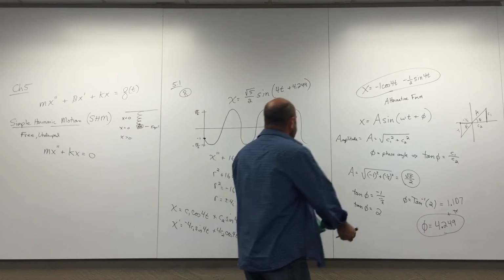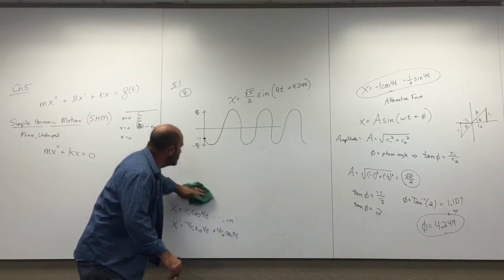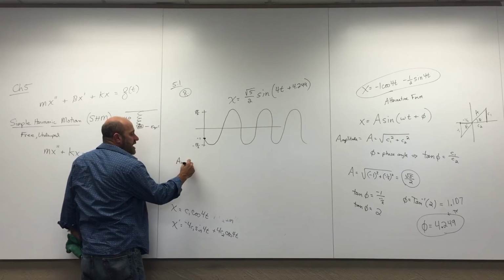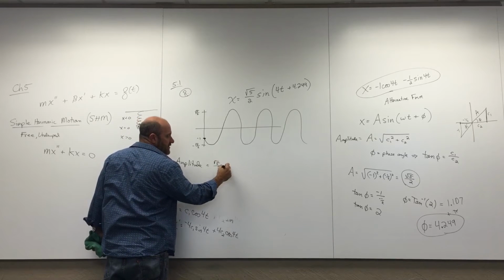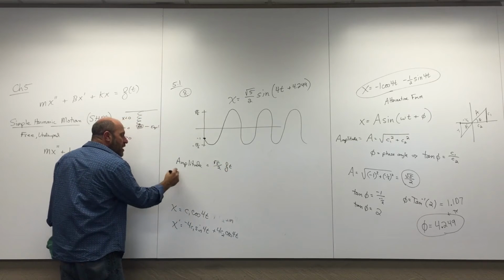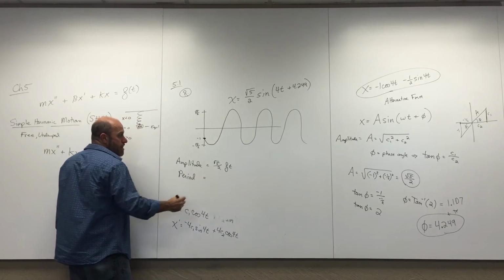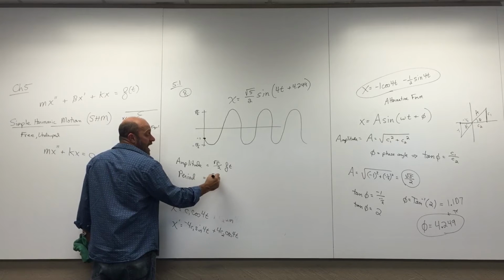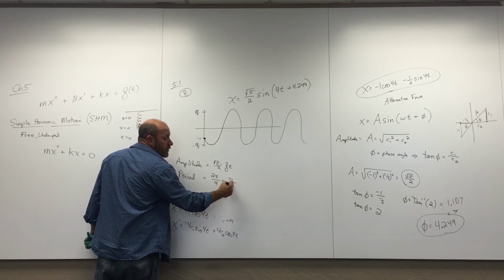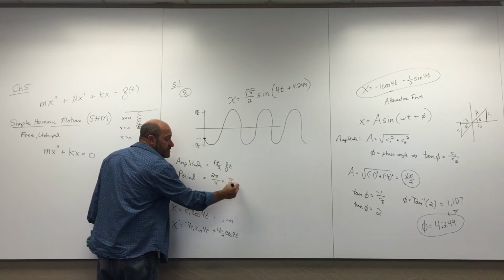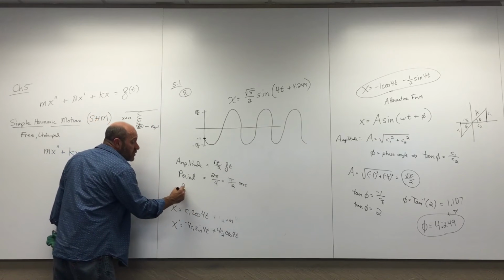Let's answer a few questions here about this graph. What is the amplitude? Square root of 5 over 2, and it is in feet. Okay. What is the period? 2 pi over 4, or pi over 2. And that's seconds. That's pi over 2 seconds. Period is in seconds.